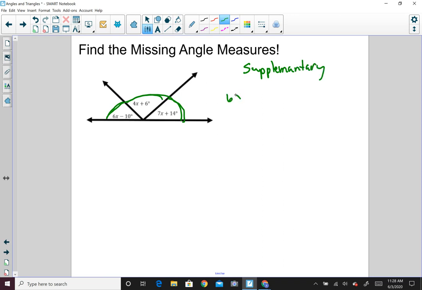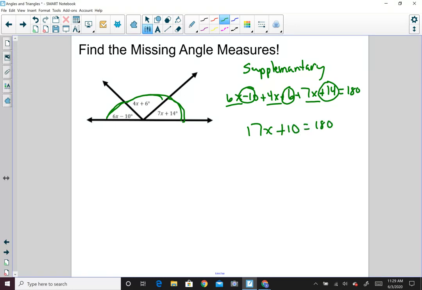So we have 6x minus 10 plus 4x plus 6 plus 7x plus 14 equals 180. So I need to combine like terms on the left. I get 6x, 4x, and 7x. That's 17x. And I have minus 10 plus 6 plus 14. Negative 10 plus 6 is negative 4. Negative 4 plus 14, well, that's 10, isn't it? So plus 10 equals 180.